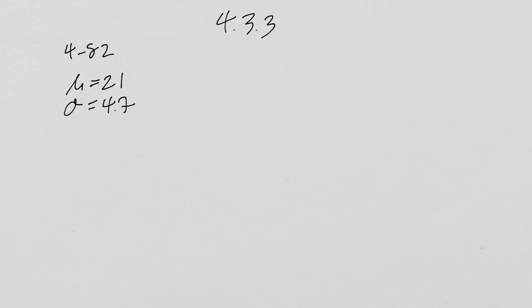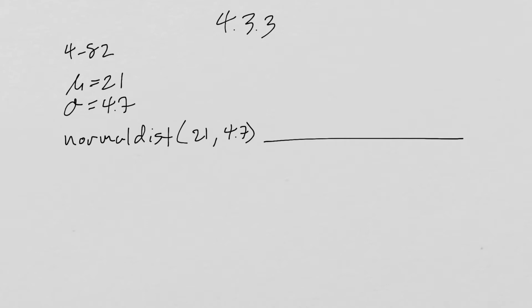So, open up Desmos. And we're going to do our normal dist again, right? Normal dist. Put a parenthesis, and then it should bring it up for you, right? We type in the mean, comma, standard deviation. Okay, and then it says our maximum should be about 0.1. So if we do this, it looks something like that.